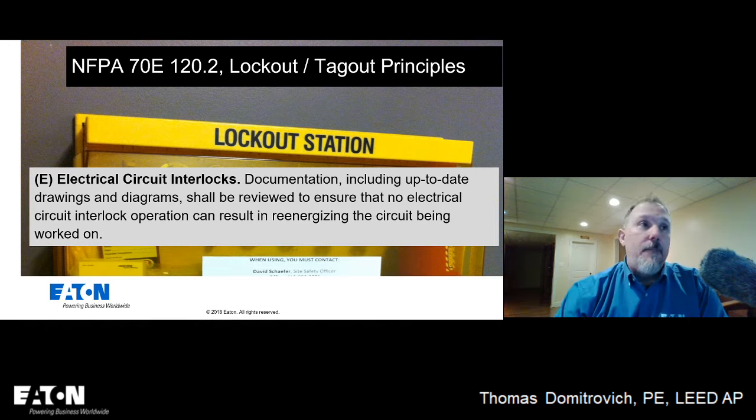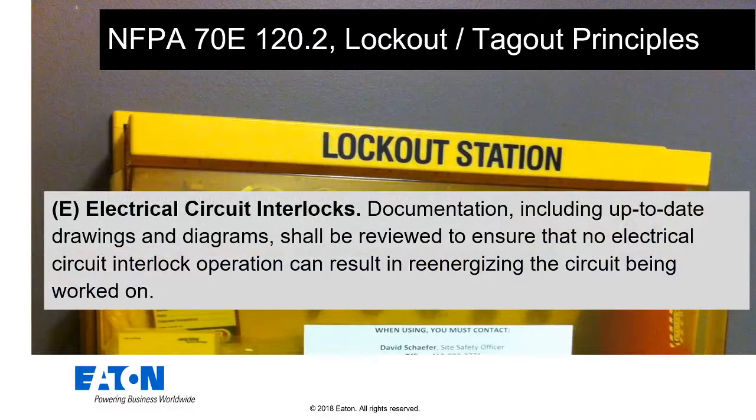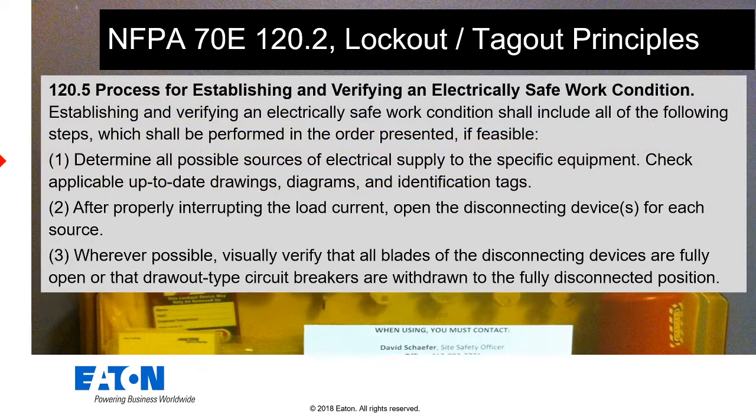But that is a piece that I think is really important, that we make that a priority, because if we don't, then we really can't do the analysis that we have to do on these projects. So it's just a critical role, and it must be kept up to date as it's talked about here in 70E. The lockout tagout principles tell us that we have to determine all possible sources of electrical supply to the specific equipment, and it says to check applicable up-to-date drawings, diagrams, and identification tags.